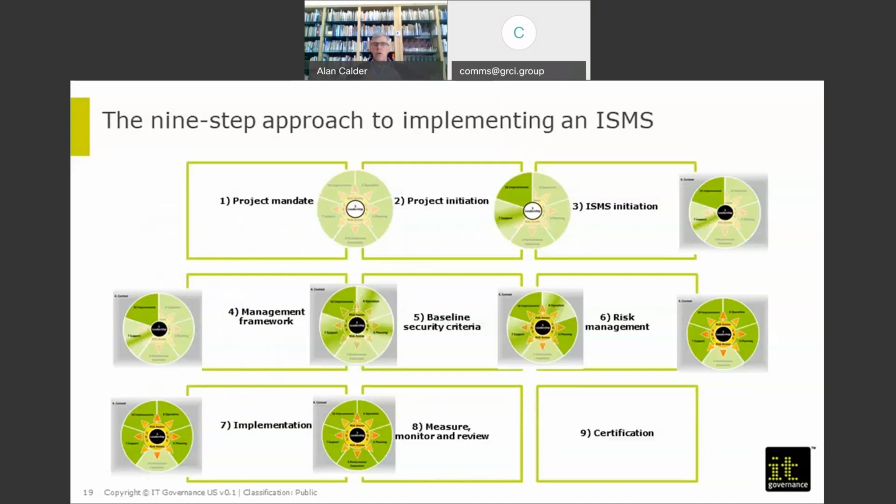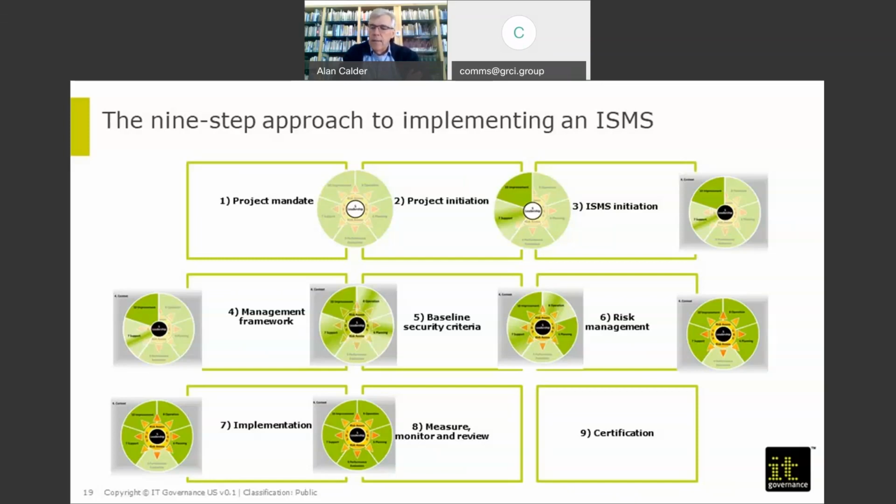So with your ISO 27001 ISMS, there are 9 steps to the process. You start with a project mandate. The first steps are quite easy. Project mandate signed off by management. We've got the resources committed that we need. We kick the project off with a project meeting, make sure everybody's on board with what we're trying to achieve. And then we start work on creating the information security management system itself.